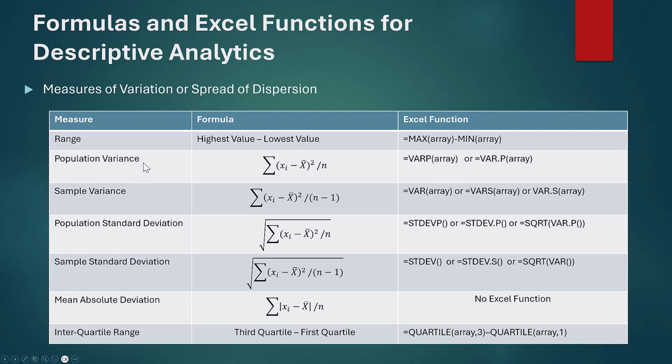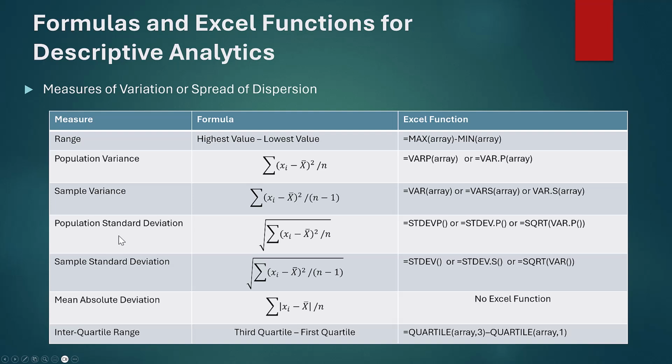Population variance: you find the sum of the squared deviations from the mean and divide by the total number of values, so you get the average squared deviation from the mean. Excel functions, VAR.P or VARP. Sample variance: instead of dividing by n, we divide by n minus 1. That's the only difference. Excel functions, we don't use the p, we use s instead. Instead of dot p, dot s. And if we do not use either s or p, just VAR, it gives you sample variance.